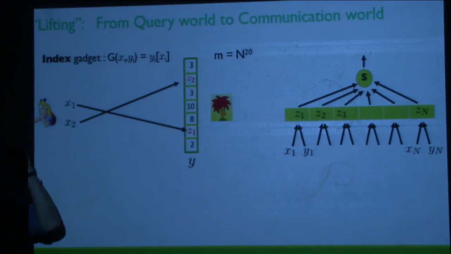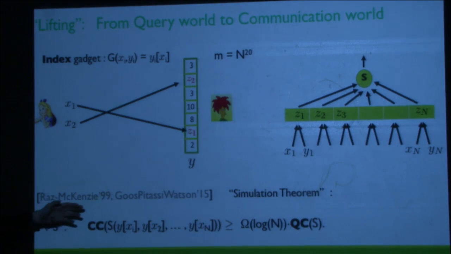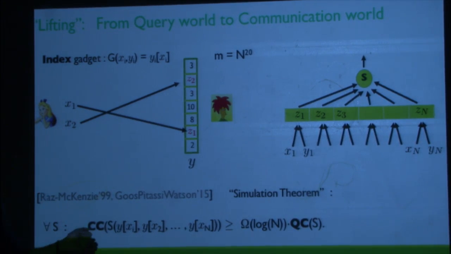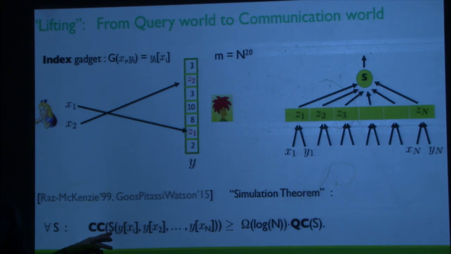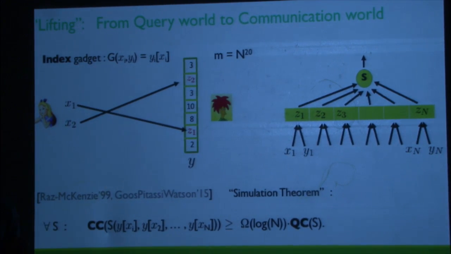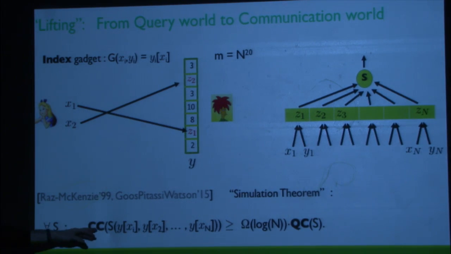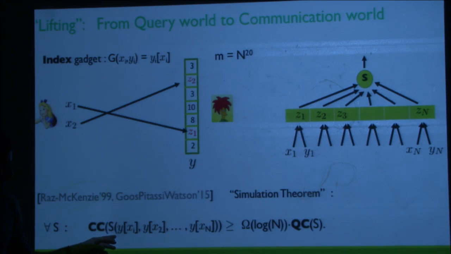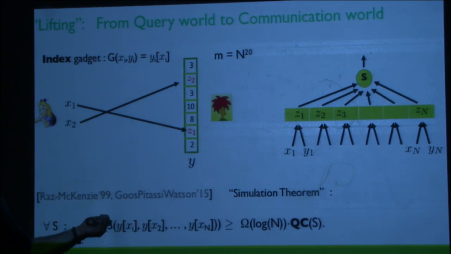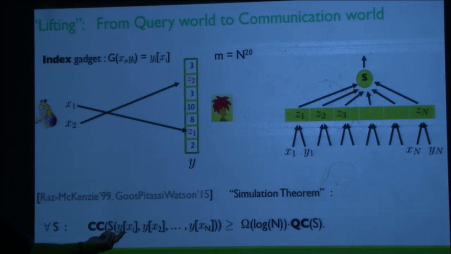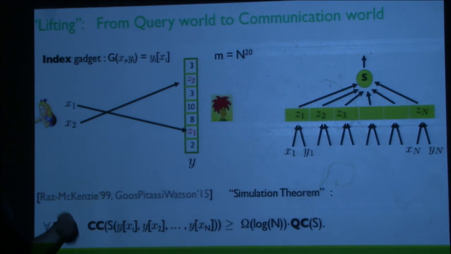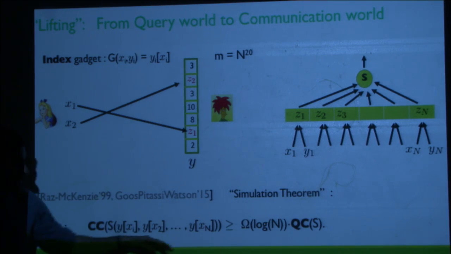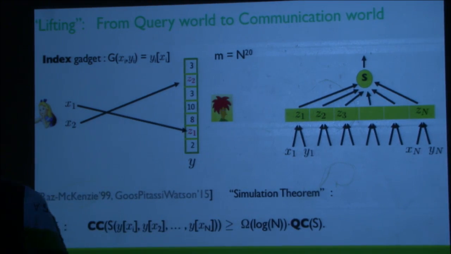Okay, so what Raz and McKenzie proved, and what was generalized recently by Göös, Pitassi, and Watson, is the following simulation theorem, so to speak: for any search problem, and it could be literally any object, a partial problem, a total problem, a non-Boolean alphabet, anything you can think of, the deterministic communication complexity of the problem S composed with the index gadget is at least the query complexity of this problem.